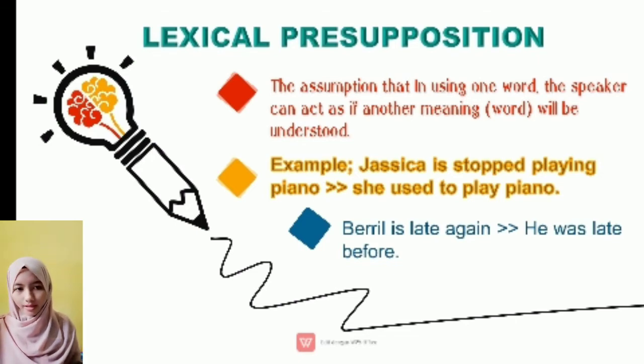Okay, the second example is Beryl is late again. It means he was late before. In those cases, the use of the expressions stopped and again is taken to presuppose another unstated concept. That's about lexical presupposition. Okay, the following types of presupposition will be delivered by my friend Rifqiatul Hasanah. Please, Rifqiatul Hasanah.